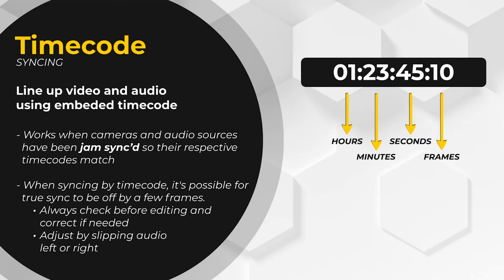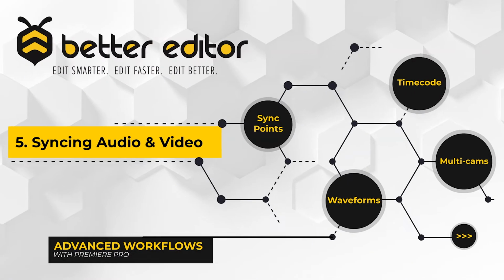Frame counts change based on the frame rate of the media or the sequence settings. 23.98 footage has 24 frames to 1 second. 29.97 footage has 30 frames to 1 second, and so on. A sweet trick with timecode is that you can use these numbers to sync audio and video together in a single click. Premiere or any other NLE will simply line up everything based on the time in those clips.